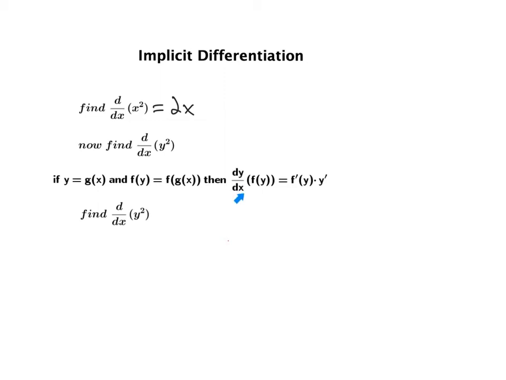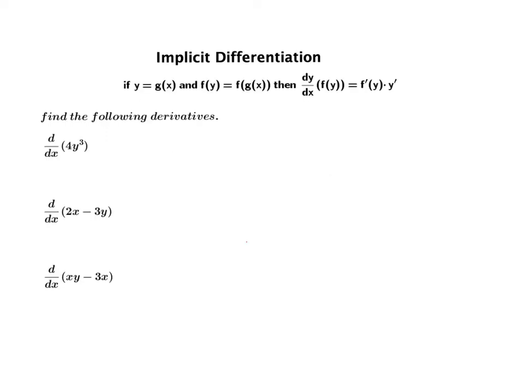So dy dx of f of y is going to be the derivative of the outer function, f prime of y, times the derivative of the inner function, y prime. So let's see how that looks in our problem. So we're going to take the derivative of the outer function, so that's 2y, times the derivative of the inner function. The inner function is y, so the derivative of y is just y prime. And that's our answer. Now let's go ahead and practice a few of these.